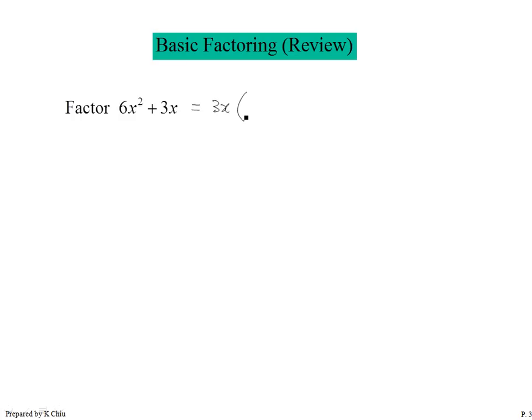I factor out the GCF, so it would become 3x times the original terms divided by the GCF plus the original terms divided by the GCF. So that would give me 3x times, what is the leftover? 6x squared divided by 3x, 2x. Do I need to plus something? 3x divided by 3x, what would that be? It's 1. Do I need to put down that 1?